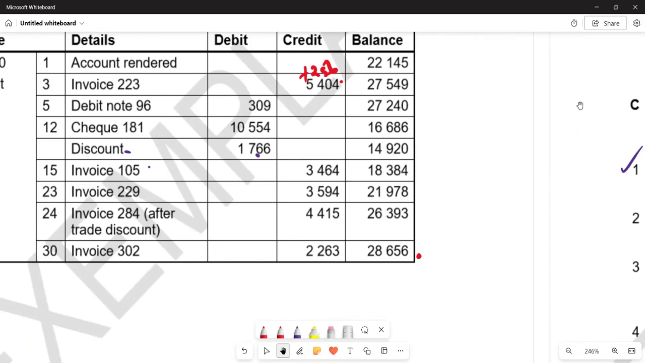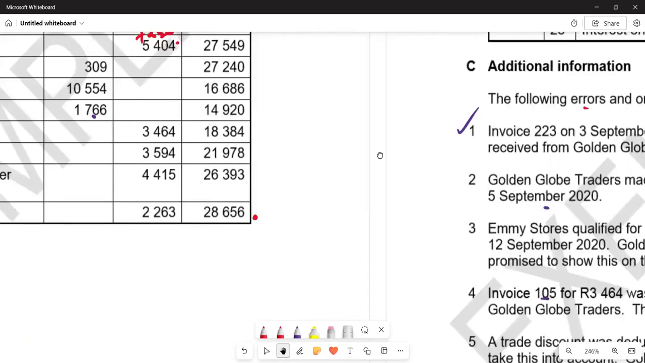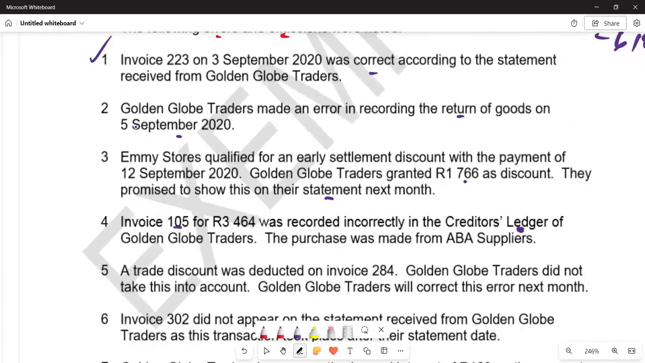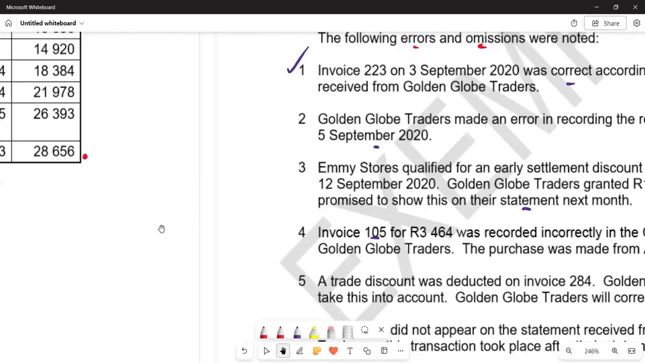So if you go through the explanation of that error, it is being said that this invoice was recorded in the creditors ledger. So remember, it was from another supplier, which is ABA suppliers. So it's not supposed to be there. They are not goods that we bought from Golden Globe Traders. We bought them from ABA suppliers. So they were supposed to be entered in ABA suppliers account. So we need to remove them from Golden Globe Traders account because they don't belong there.